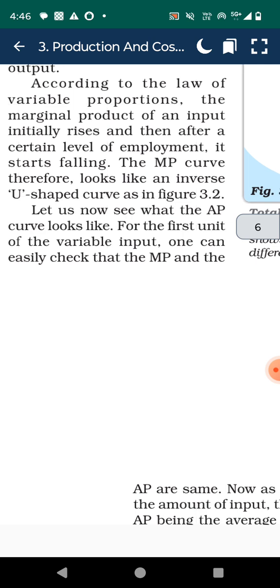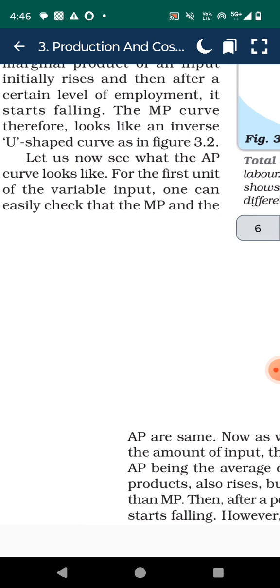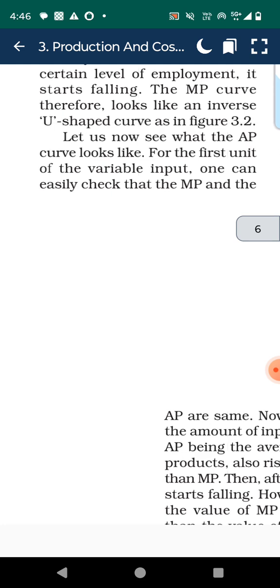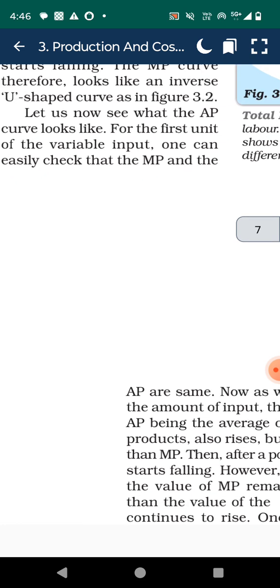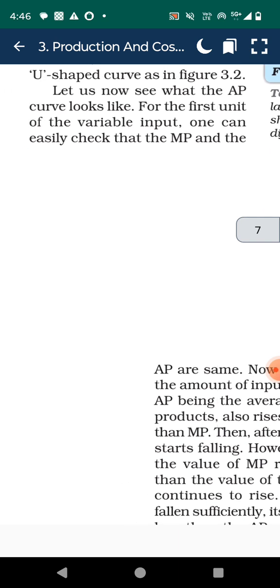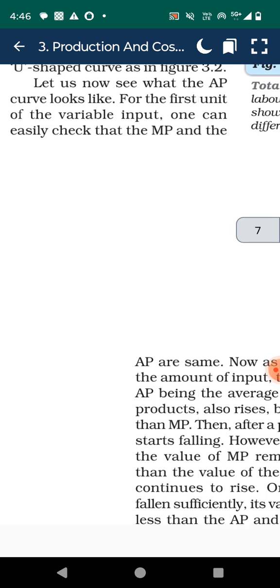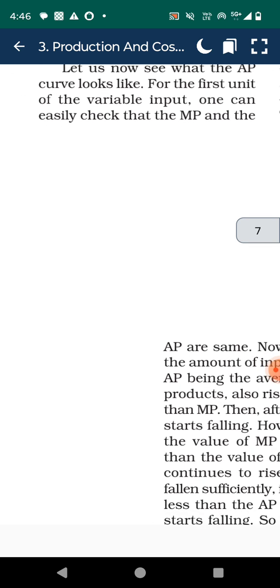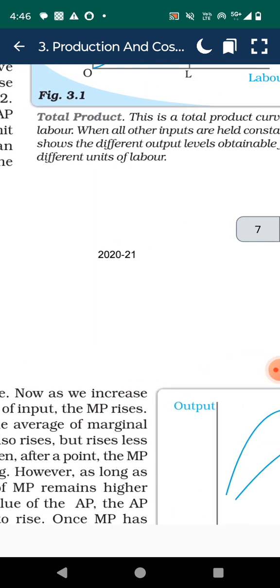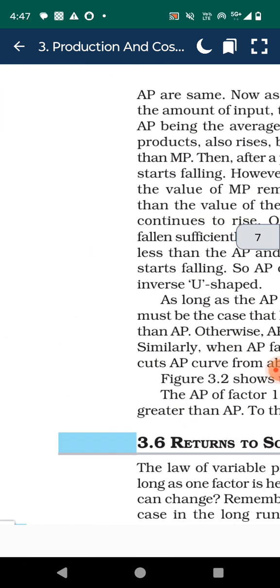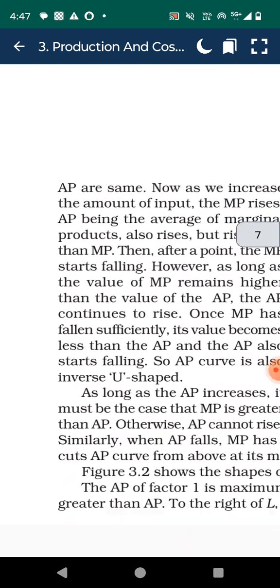According to the law of variable proportion, the marginal product of an input initially rises, then after a certain level of employment, it starts falling. The marginal product curve then looks like an inverted U-shape, as shown in figure 3.2. Let us now see what the average product curve looks like. For the first unit of the variable input, we can easily check that the MP and the AP are the same.